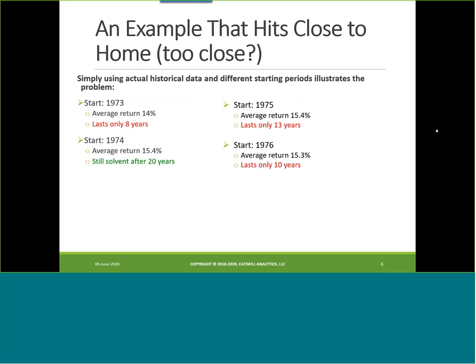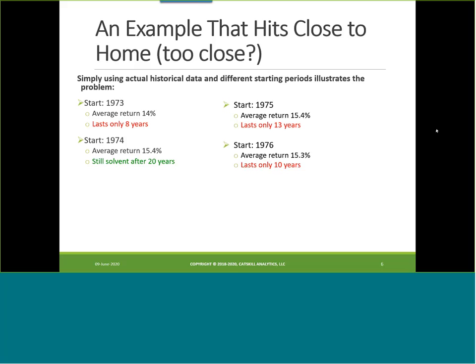In all four of those years, the average return was 14% or better. But yet in three of those four starting points, the money did not even come close to lasting 20 years. In fact, if it started in 1973, it lasted only 8 years. In 1974, the average return, 15.4%, it was still solvent after 20 years. Yet in 75, with the same average return for 20 years, it lasted only 13 years.